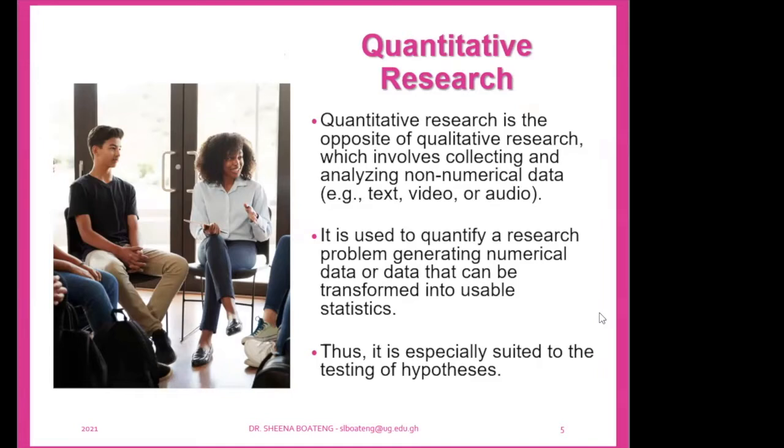And therefore, we can say that quantitative research is used to quantify a research problem, generating numerical data or data that can be transformed into usable statistics. So quantitative is all about the quantification and turning everything into figures and statistics, whereas qualitative is more about the understanding and the exploration. So you seek more of meaning rather than numbers and statistics, right?